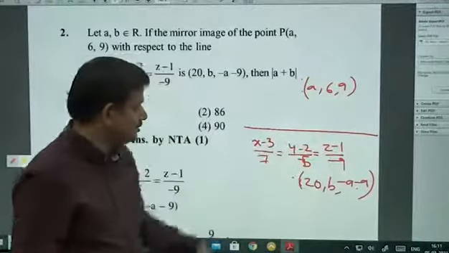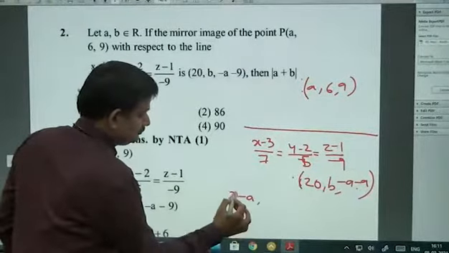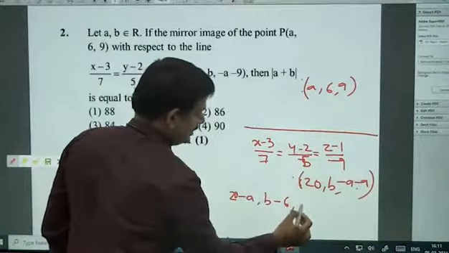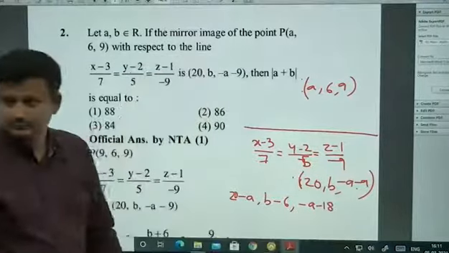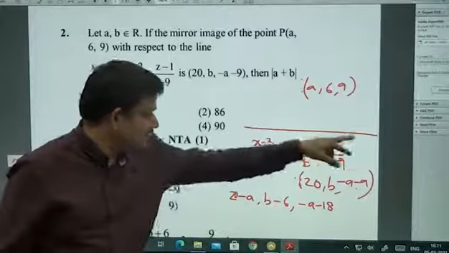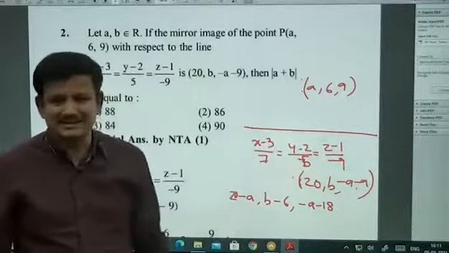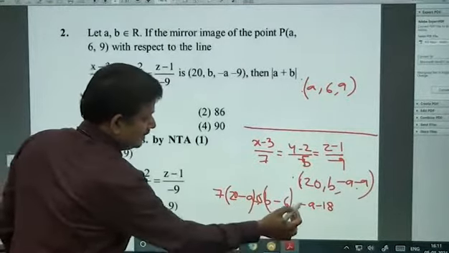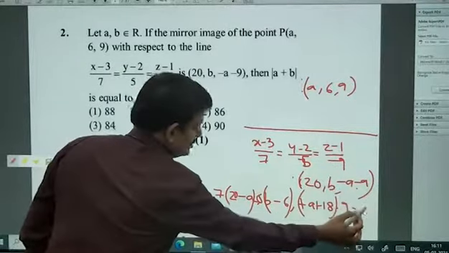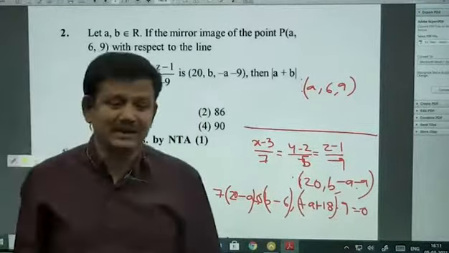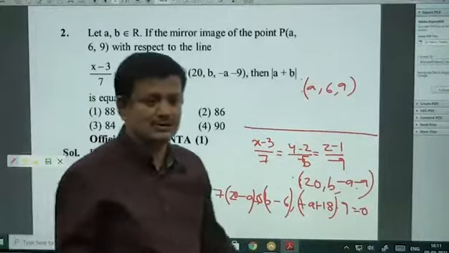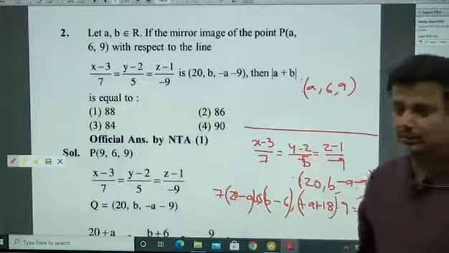So what are DRs of this? 20 minus A, B minus 6, minus A minus 9, minus 9, minus A minus 18. This should be perpendicular to this particular line. What are DRs of this line? 7, 5, minus 9. So dot product should be 0, 7 into this, 5 into this, minus 9 into this, should be 0. From this you will get one condition in terms of A and B. And what is the second condition? Midpoint of these 2 points should satisfy this line equation. Substitute, you will get one more condition. So 2 conditions will be sufficient to find A and B.